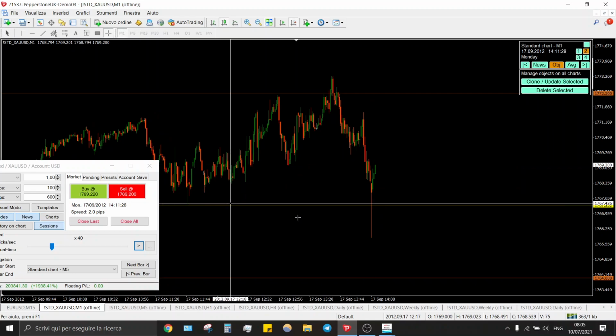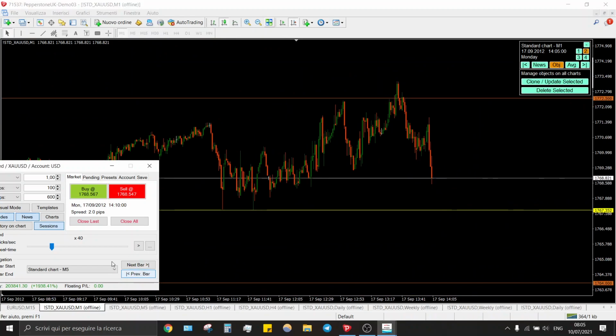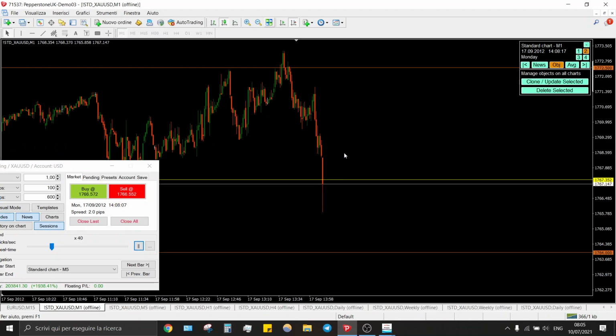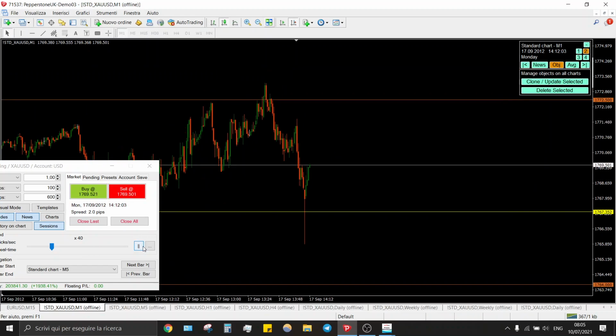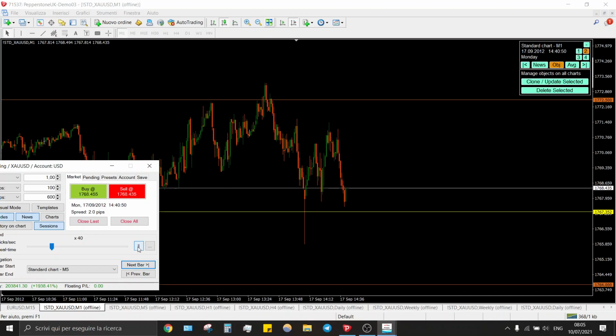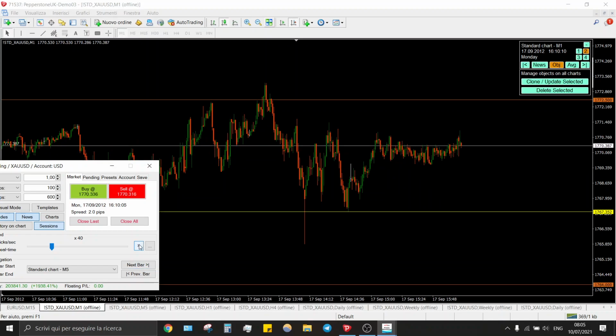Okay, so we got a nice little fake out candle, in and out. So price is definitely ranging, and we're not going to touch it again. So guys, this is it for today.